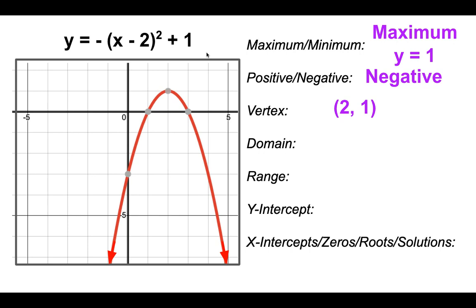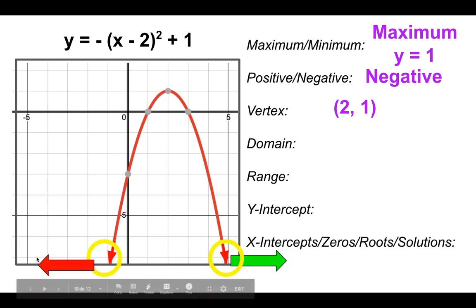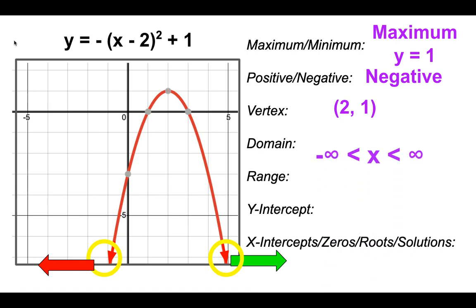The domain is all the possible inputs. So if we look at this, we're traveling all the way left and all the way right. The domain for all parabolas, all quadratic functions, is negative infinity to positive infinity, or all real numbers.